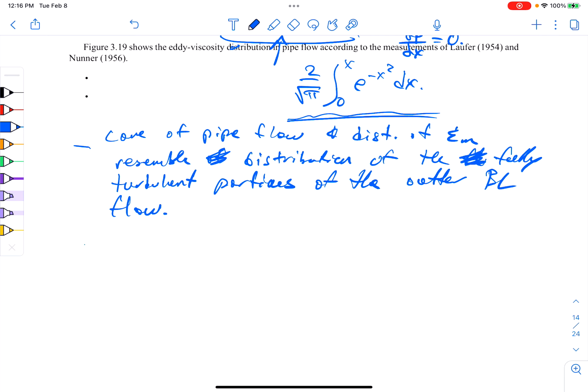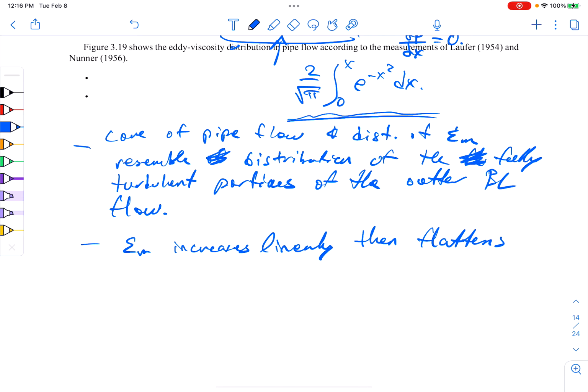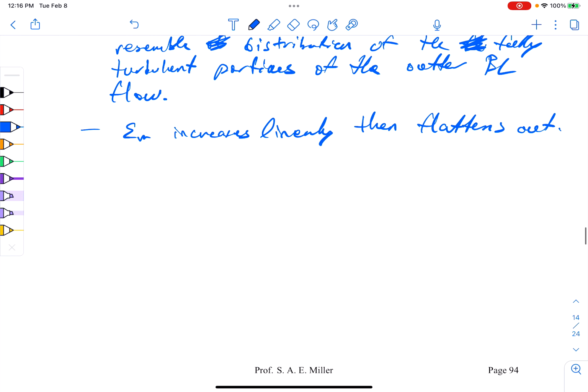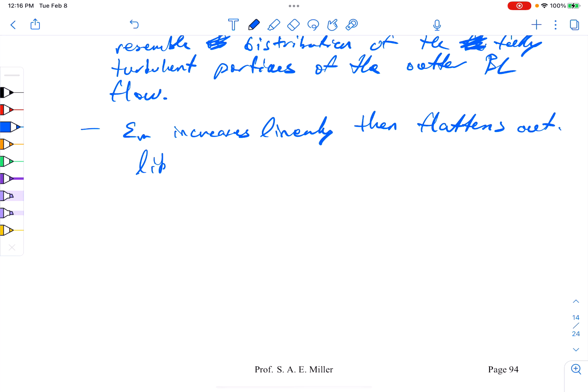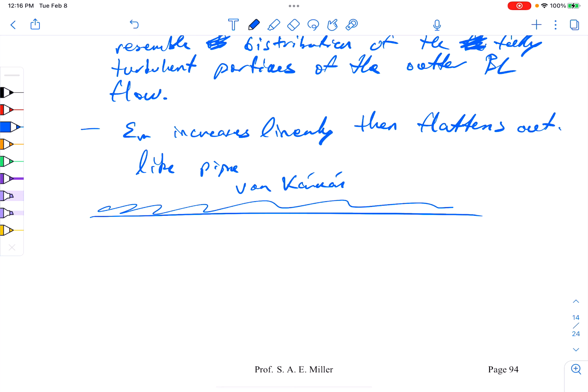And you can see a second major takeaway, of course, is the eddy viscosity increases linearly, then flattens out. And that's especially true in a pipe flow, which is what someone like von Kármán was looking at originally. So there's the pipe flow, there's the walls.